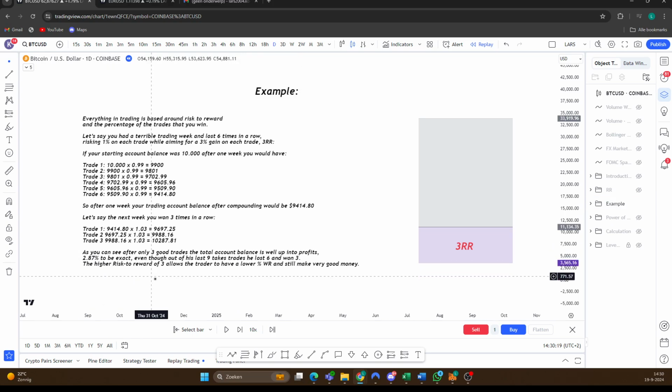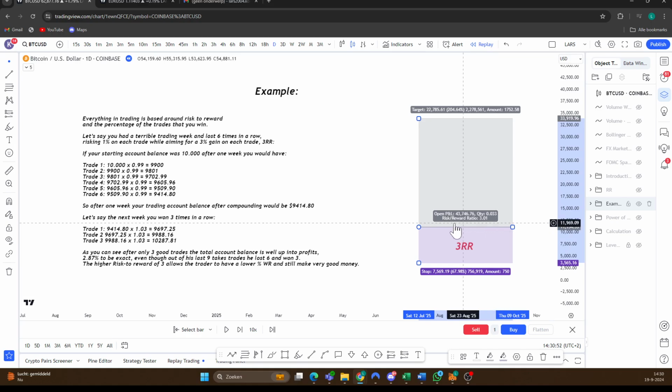So as you can see, after only 3 good trades, the total account balance is well up into profits, 2.87% to be exact. So even though out of your last 9 taken trades, you lost 6 and you won 3, you can still make very good money. Because the higher the risk to reward, the lower the percentage your win rate can be. Because you win way more than you lose. So you can lose multiple times in a row, but because you win way more when you win, you can have a lower percentage of a win rate. And you can still make very good money.